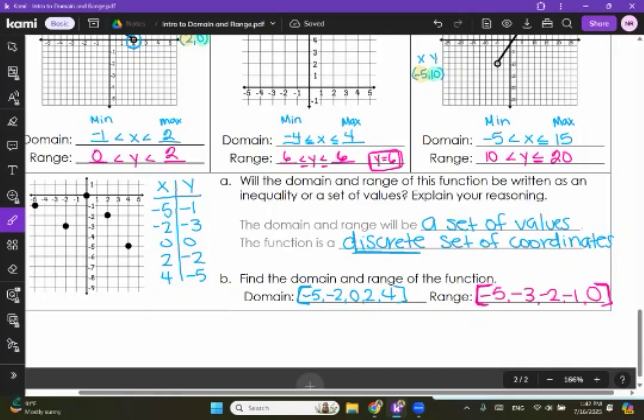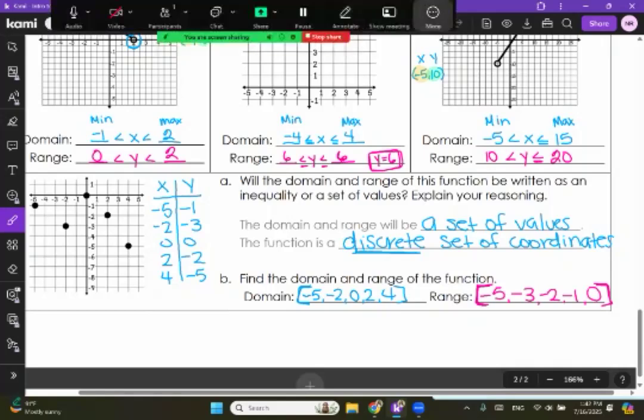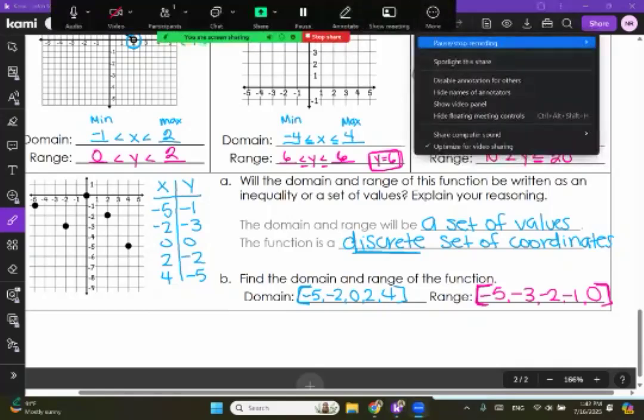Okay, so you go ahead and get some practice. The next day, you're also going to practice a little bit more, just because this takes a little bit to get used to. Take some time to get the hang of it.